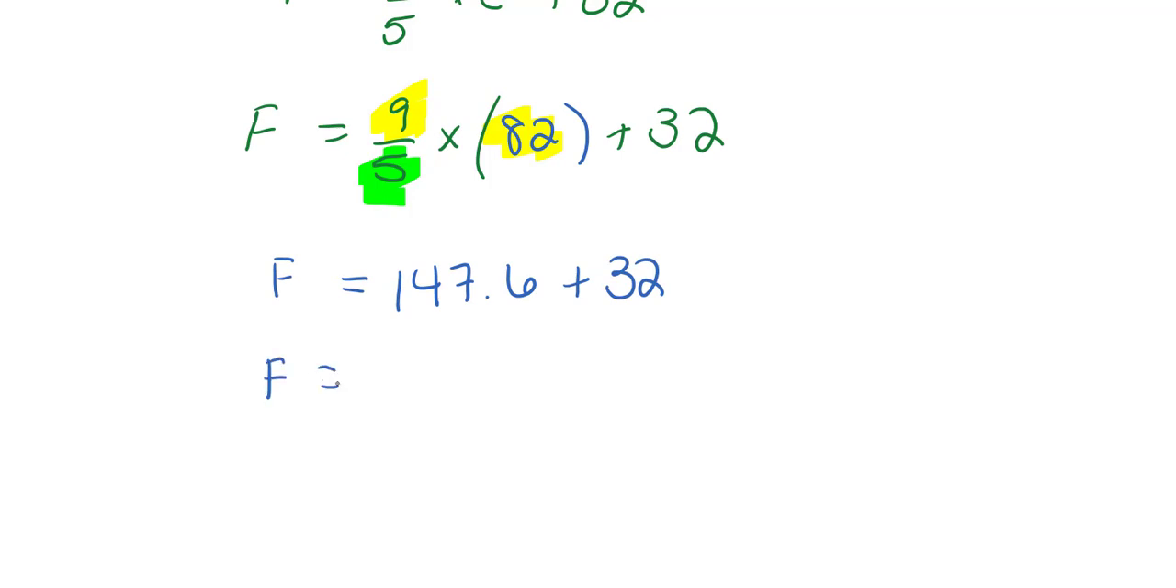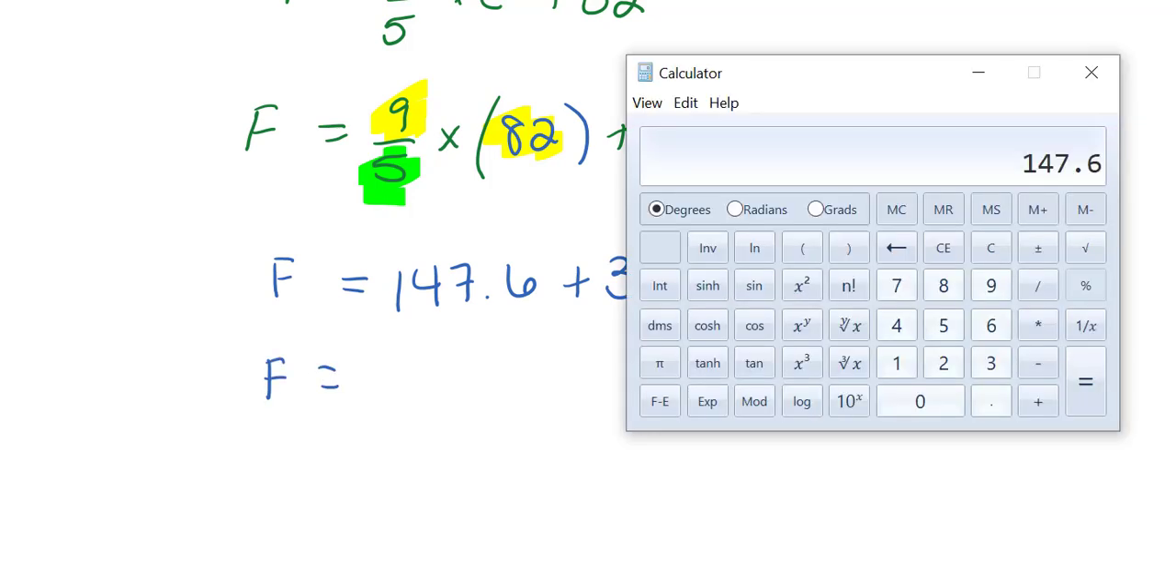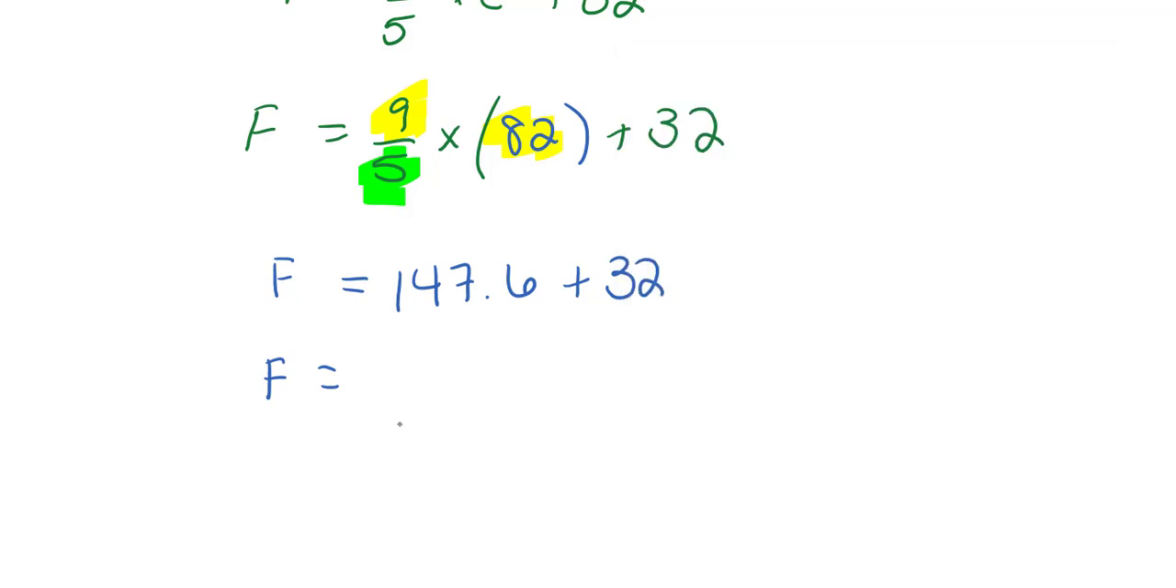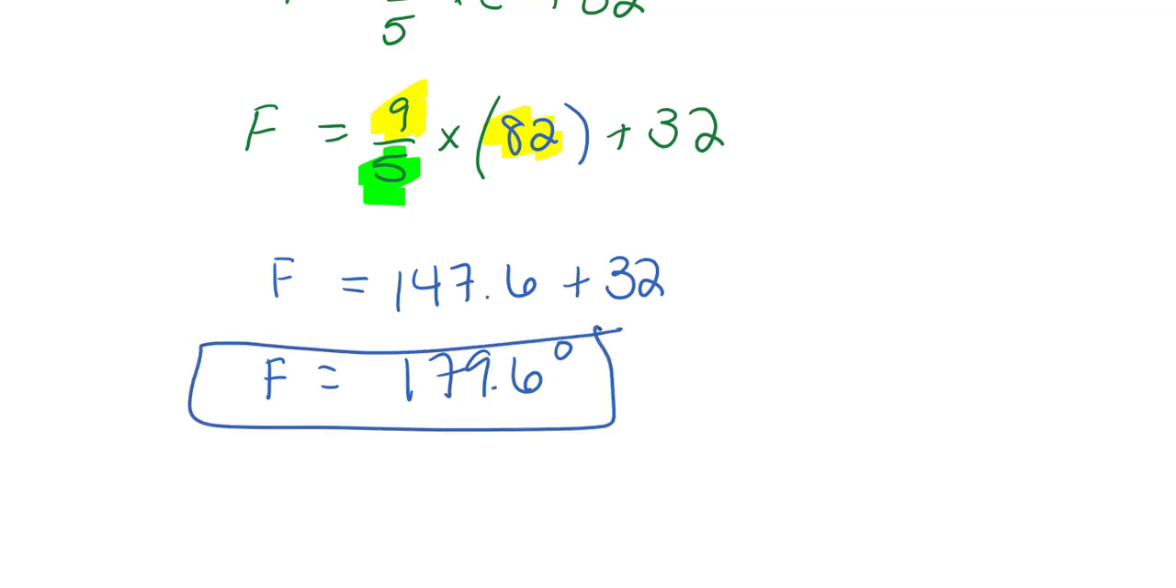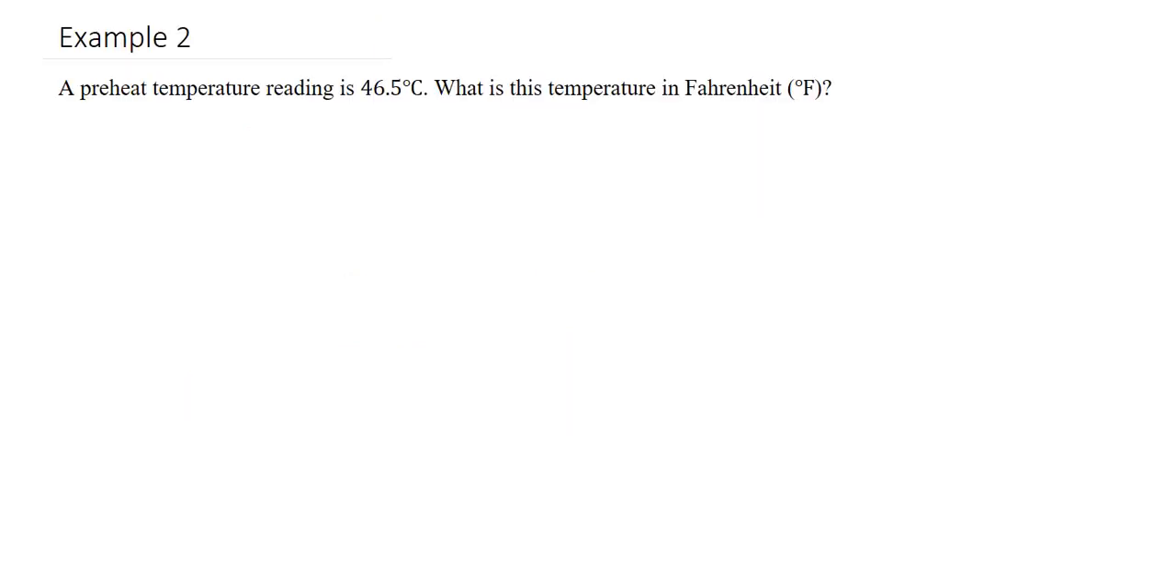In order to get to Fahrenheit, we just need to add 32, which we get 179.6. And that's a pretty high temperature, right? Because 212 degrees Fahrenheit is boiling. So there we go, now we have our temperature in Fahrenheit. Let's do the next example.